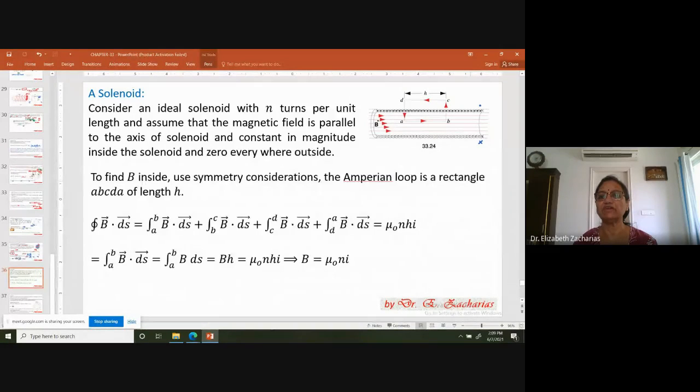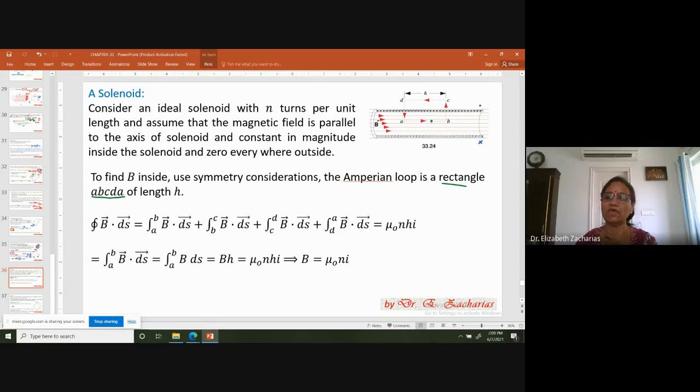So now you are interested in finding out the magnetic field. You know that this is what the magnetic field is, but let's say you are interested in finding out the magnetic field at some point inside. Let's say we are interested in finding the magnetic field here. From the symmetry of the problem, the magnetic field is uniform everywhere inside and zero outside. It's an ideal solenoid. So take a rectangular Amperian loop. The Amperian loop that you're going to use is going to be a rectangle. Let's call this rectangle ABCDA.